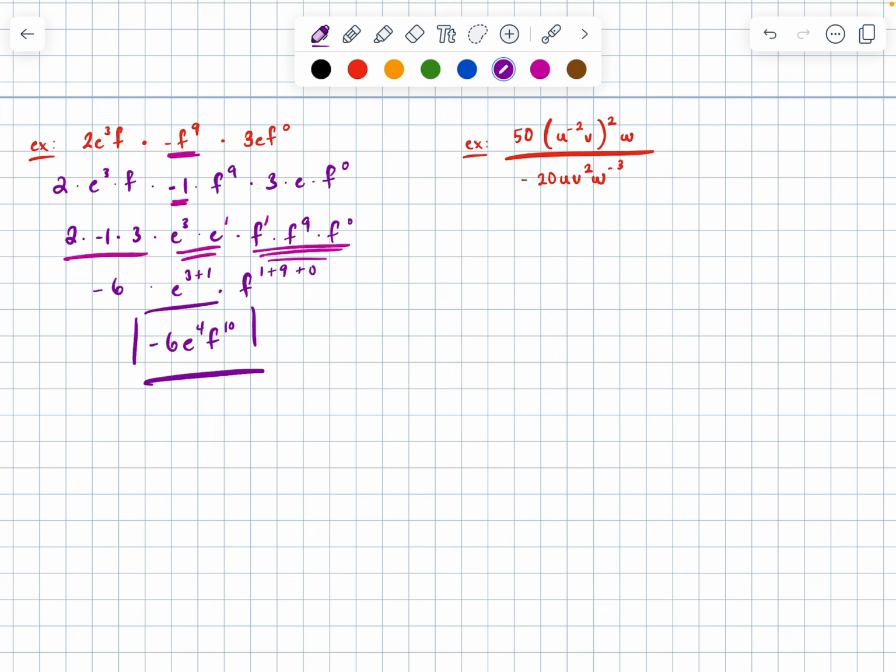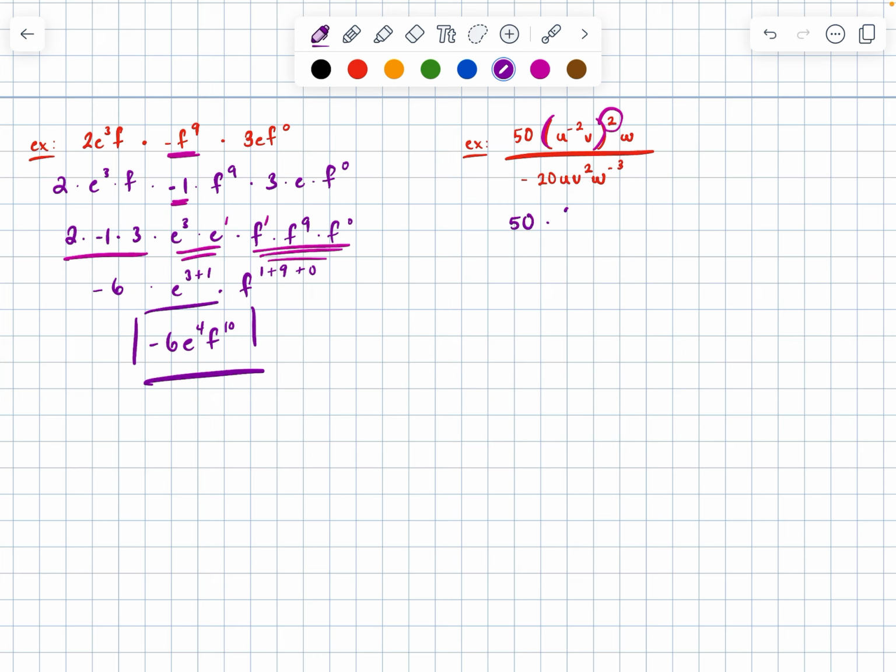For my next one, 50, parentheses, u, -2, v, all to the power of 2, then with a w outside, is divided by -20, u, v squared, w to the -3rd. So I want to chunk it, but before I do, notice that I've got these parentheses up in the top that are going to give me a little bit of grief. Well, here, taking that numerator, I can now take that exponent of 2 on the outside and give it to each of those factors individually.